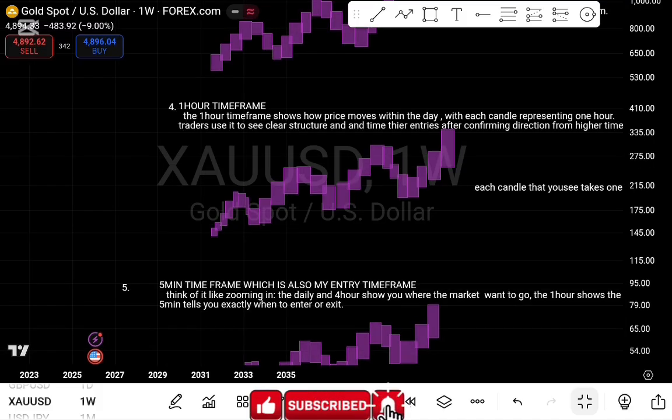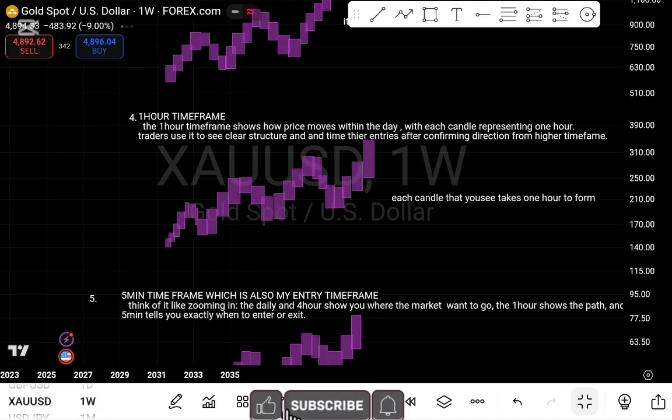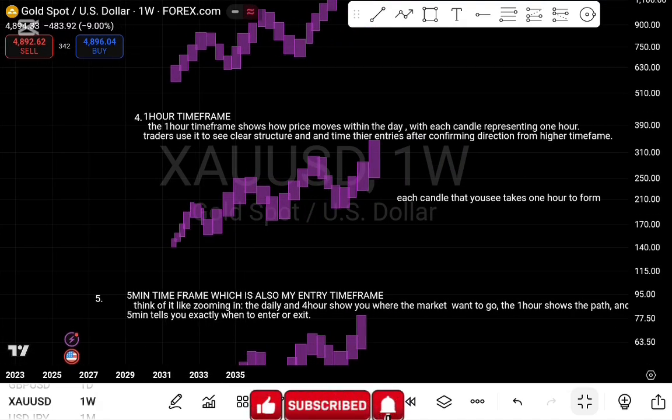Let's go down to the 1-hour time frame. The 1-hour time frame shows how price moves within the day, with each candle representing 1 hour. Traders use it to see clear structure and time their entries after confirming direction from the higher time frame. Guys, do you understand? Outline this keyword: time their entries after confirming direction from the higher time frame.